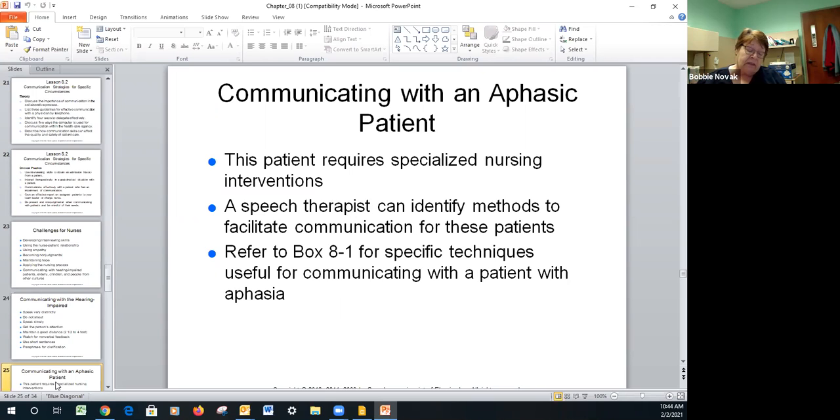Okay. And praise all attempts to speak and downplay any errors. We're not going to insist that they say each word correctly, as long as you understood what they were saying. And encourage independence and avoid being overprotective of somebody who is aphasic. Okay. Speech therapy is really good at identifying methods that the patient can communicate with, and they share that information with the nursing staff, so that's how you will communicate with the patient.